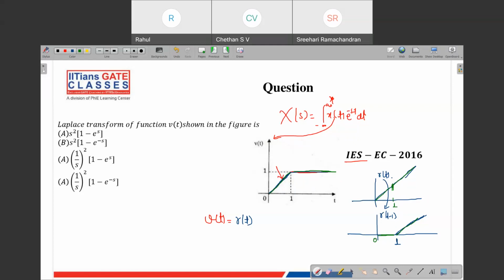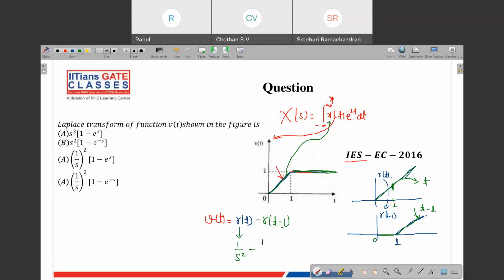So if you write the equation of this straight line, it is equal to t. If you write the equation of this straight line, it is equal to t minus 1. So when you subtract this straight line from this straight line, you are going to get 1. So instead of putting this into the Laplace formula, you can write it like this: r(t) minus r(t minus 1). Now we know the Laplace transform of r(t) is 1 by s square. What will be the Laplace transform of this one?